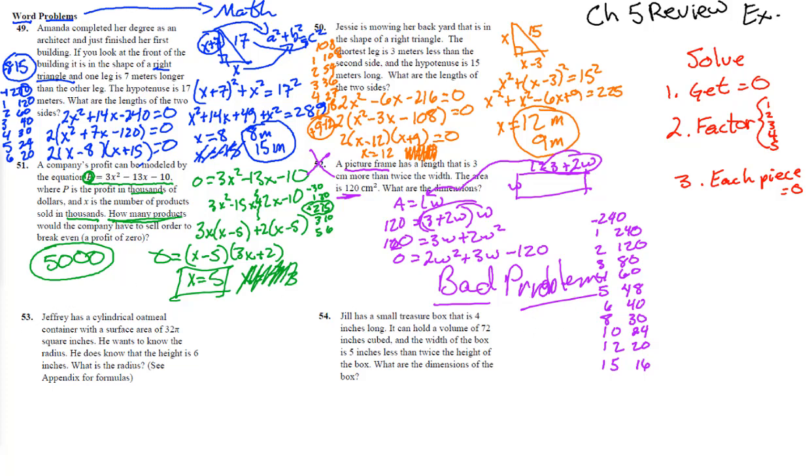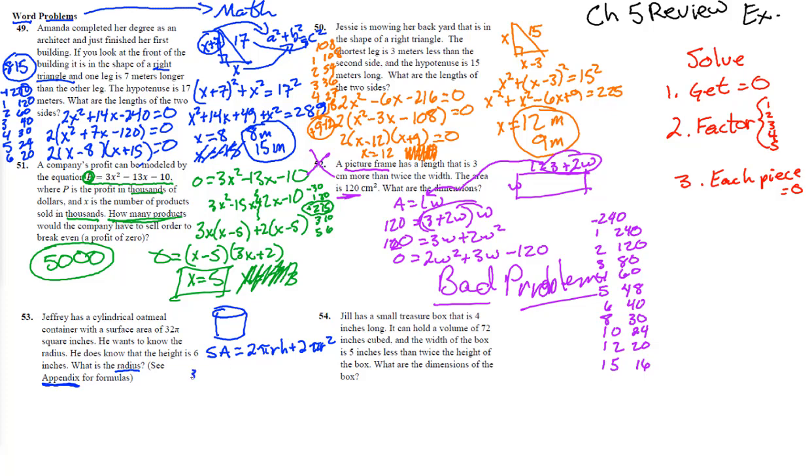All right, number 53. Jeffrey has a cylindrical container with a surface area. So the surface area of a cylinder, we would have to look in the appendix for the formula, and it becomes 2 pi r h plus 2 pi r squared. It's a big formula, but notice it has an r squared, and we're going to find the radius. That's why it is in this section.